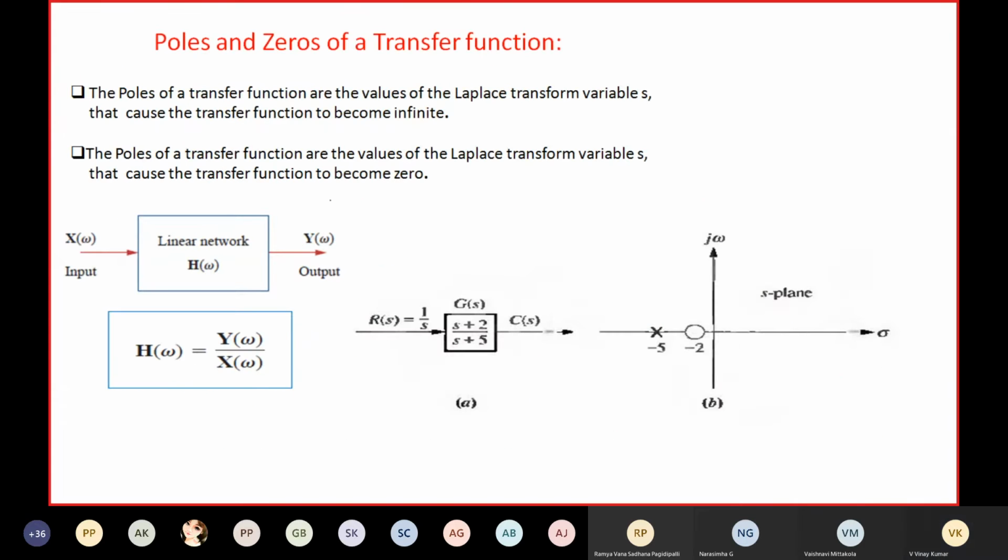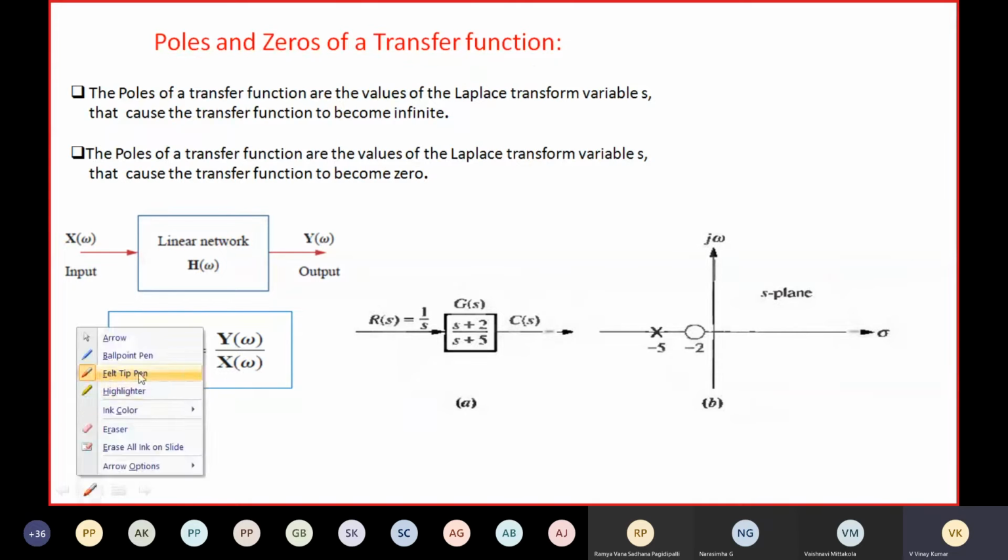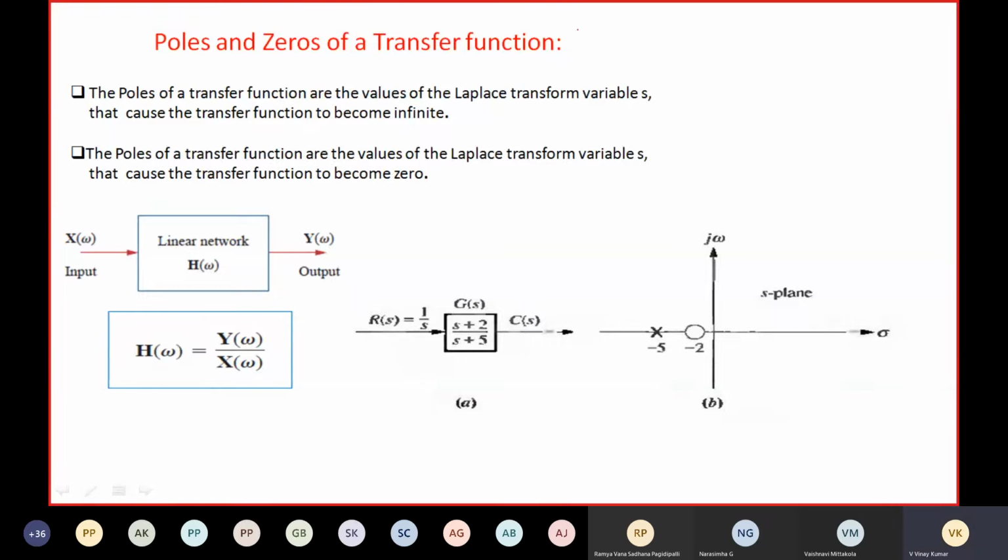Now coming to poles and zeros of a transfer function. Here, already you know, this is the input given to the system, this is the output obtained from the system, and this is the network function. Transfer function h of omega is equal to y of omega by x of omega in the frequency domain, whereas in the s domain, h of s is equal to y of s by x of s.